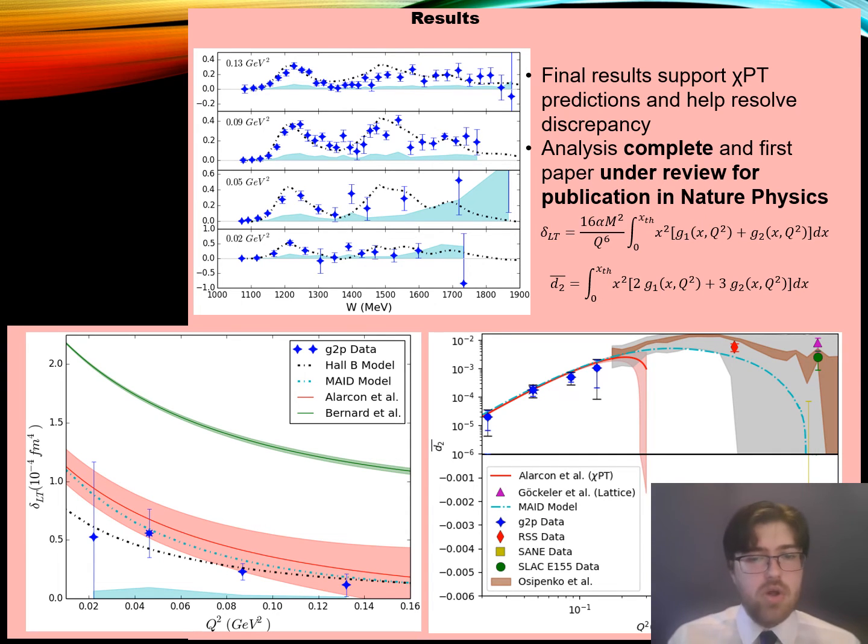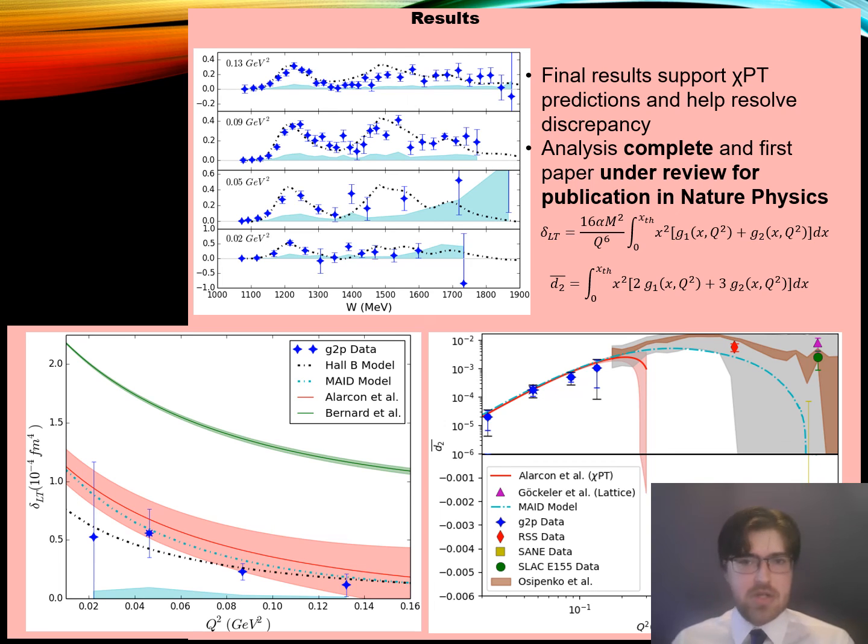So these are our results. On the top, you can see the final results for the g2 structure function. And on the bottom, two of its important moments. On the left is delta LT, where you can see the data actually agrees quite well with one of these calculations of chiral perturbation theory and disagrees a fair bit with the other one, which makes it important to resolve the difference between the two calculations.